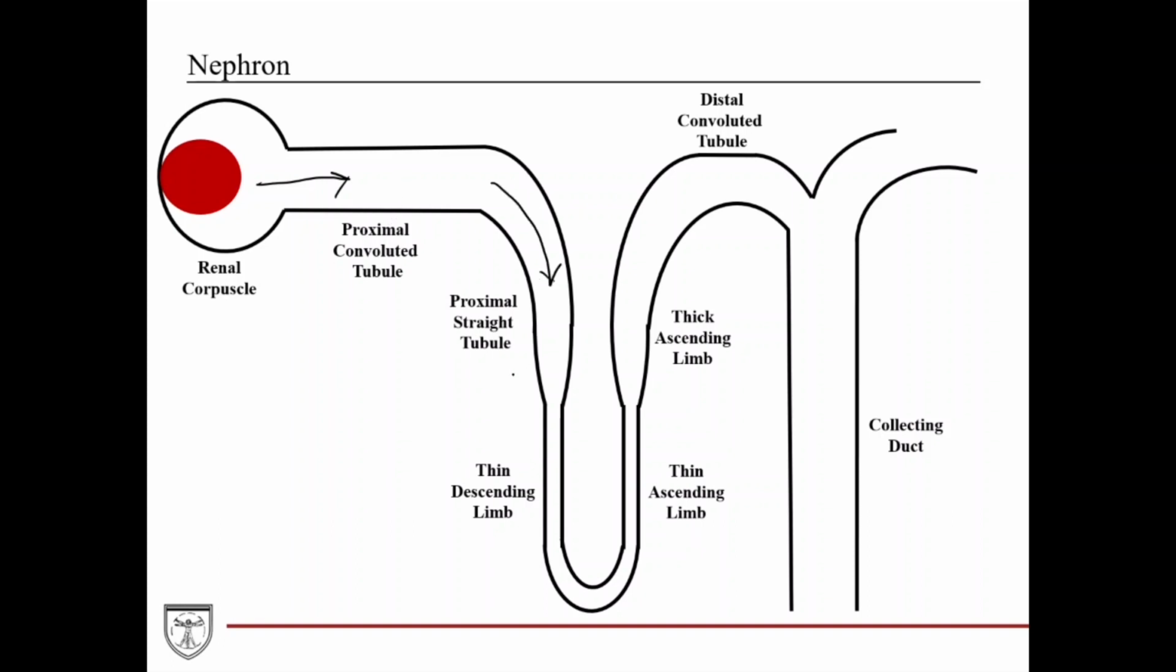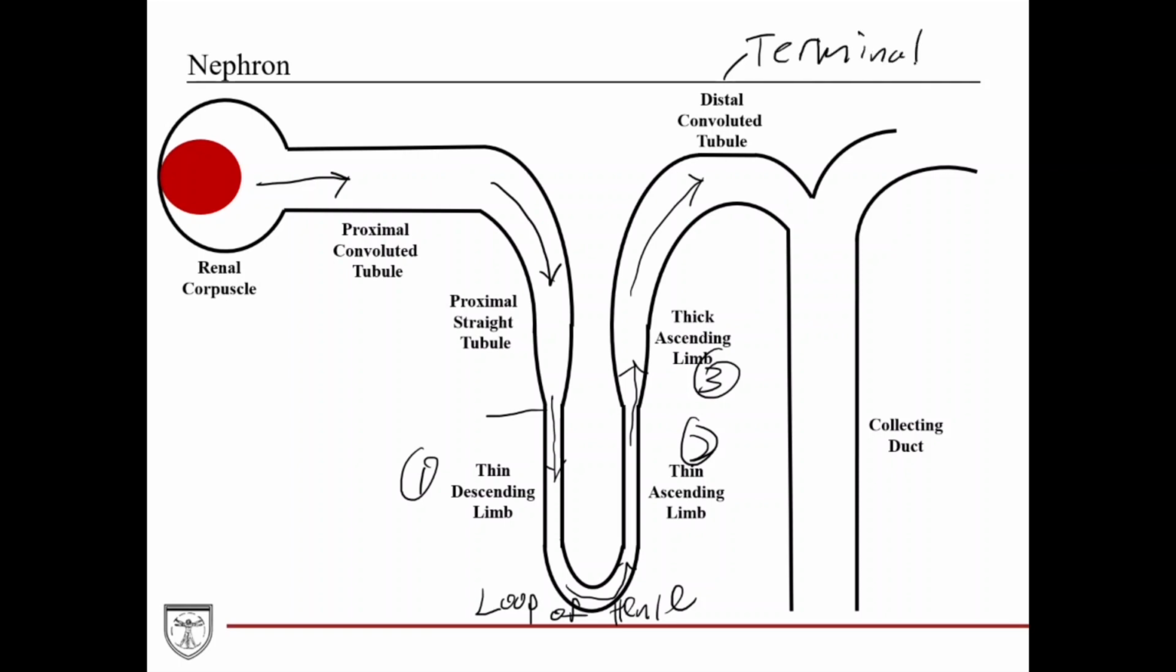Then you make your way down to the proximal straight tubule, which is a conduit to these 3 segments here that comprise the loop of Henle. And so you move throughout, and this segment has a significant responsibility for concentrating urine. And then you make your way into the terminal segment, known as the distal convoluted tubule.